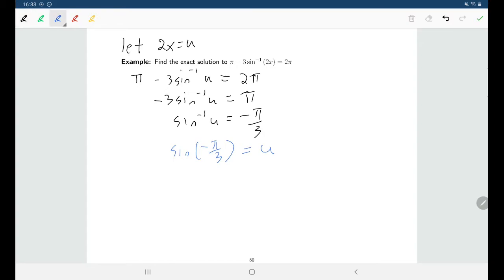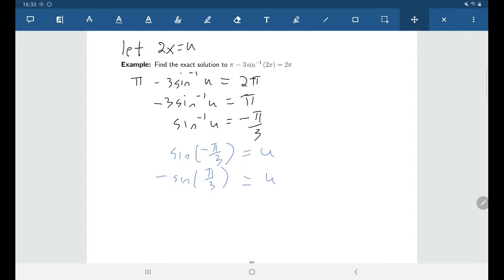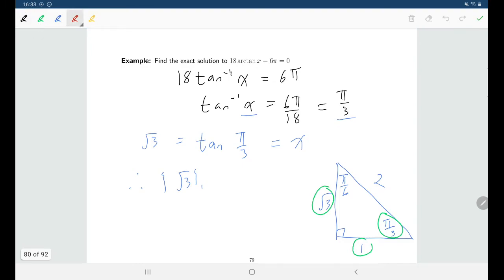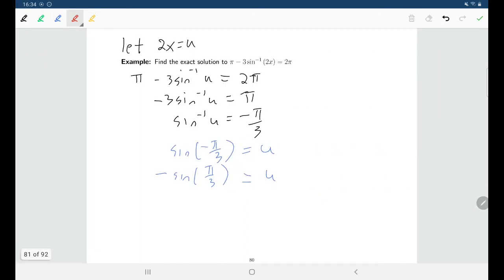Or if you're thinking cleverly, you can use the fact that sine is an odd function. So sine of negative pi over 3 is negative of sine of pi over 3. And I know what sine of pi over 3 is. Going back to my special triangle, sine of pi over 3 would be opposite over hypotenuse, which would be root 3 over 2. So that means that u then is negative of root 3 over 2.